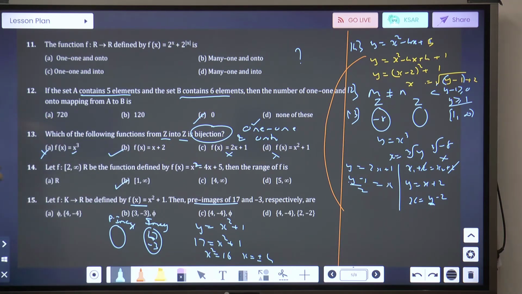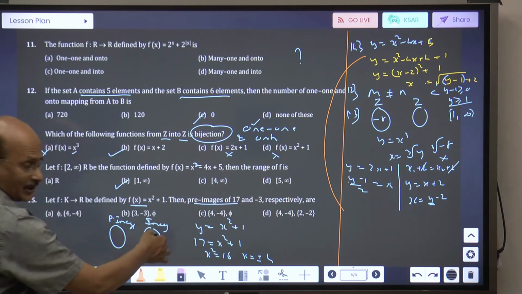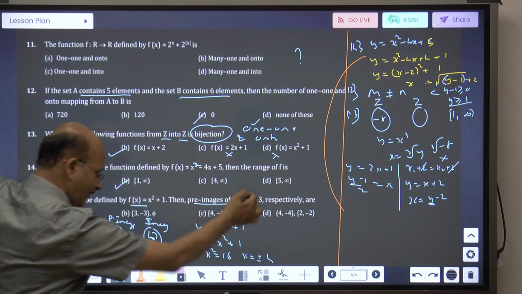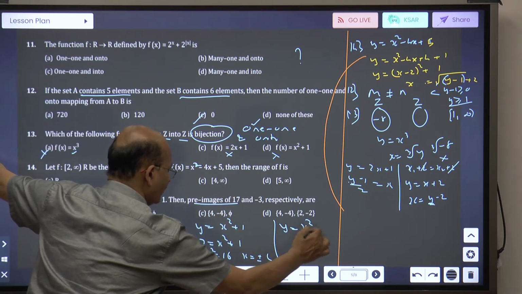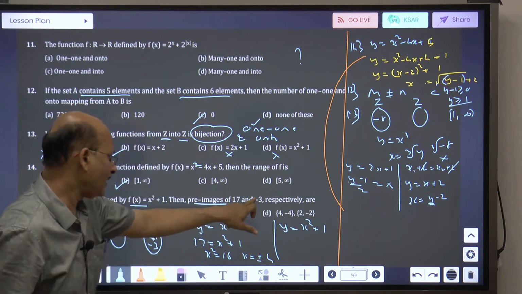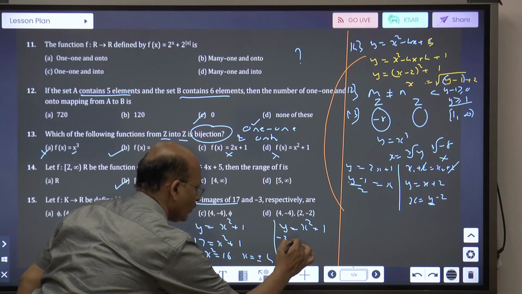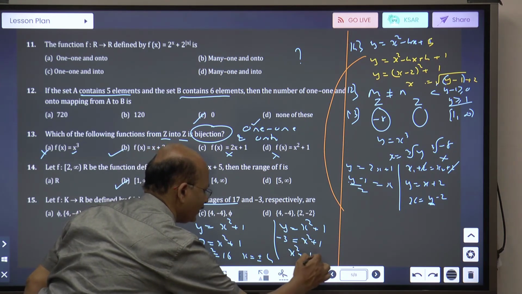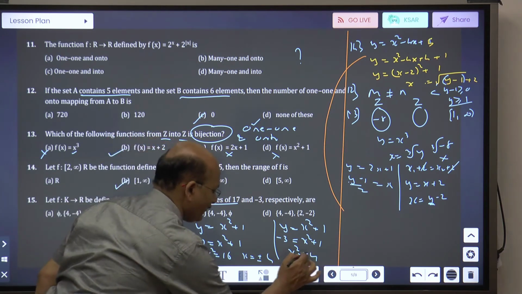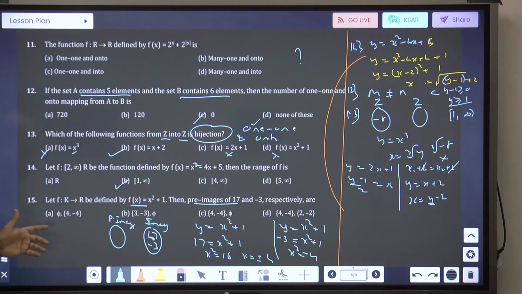But at the same time, minus 3 is also given, and we need its pre-image. It is the same thing: y is equal to x square plus 1, right? So minus 3 is equal to x square plus 1, so x square is equal to minus 4, oh my god. So undefined, empty. If you see the options here, I got 4 and minus 4, this is different.